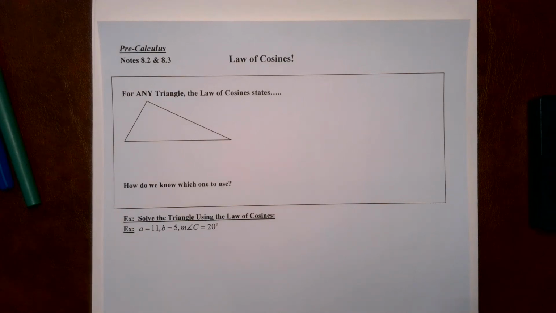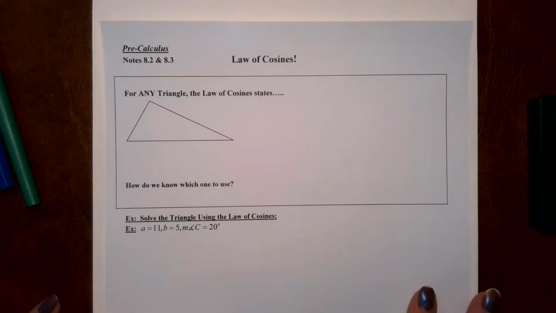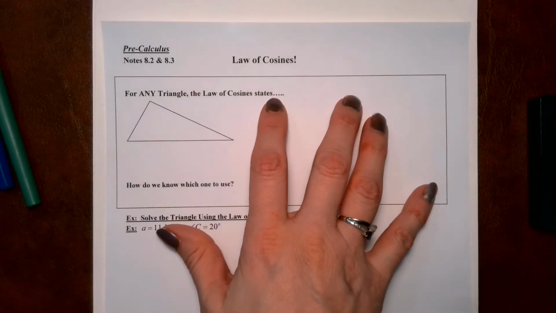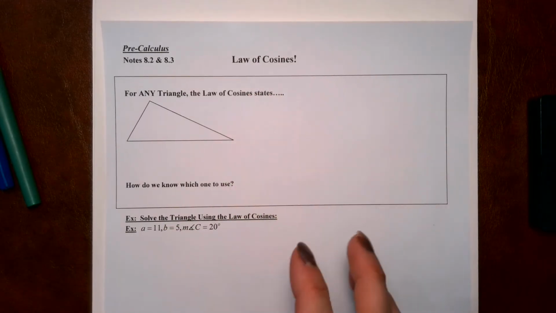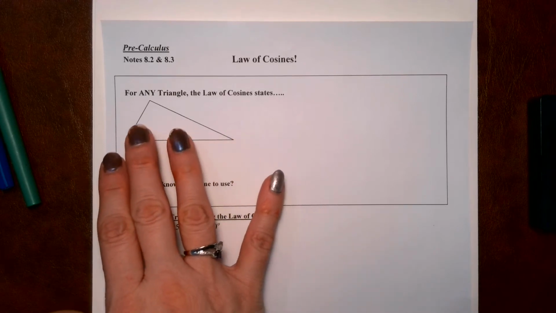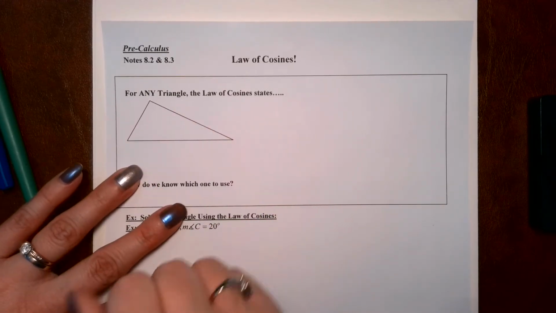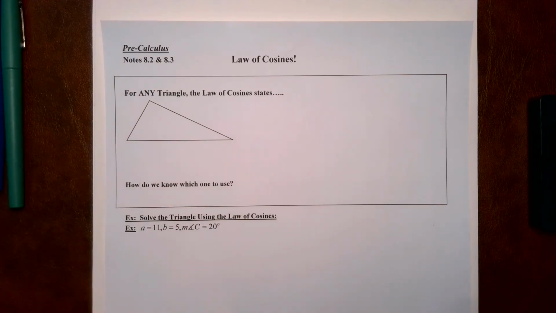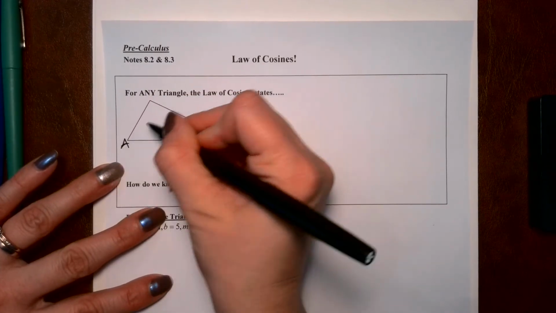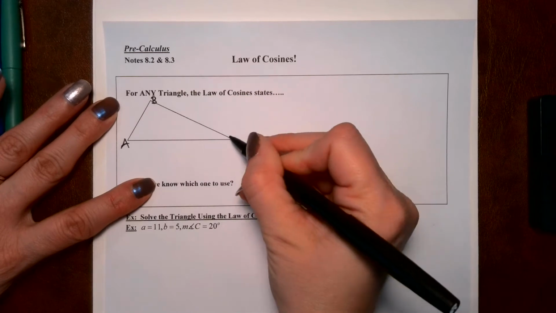Hey pre-calc, let's take a look at the law of cosines. Again, the law of cosines and sines is so powerful because we can use it on any triangle, not just right triangles. So the first thing we're going to do here is label this triangle. Let's call it angle ABC.